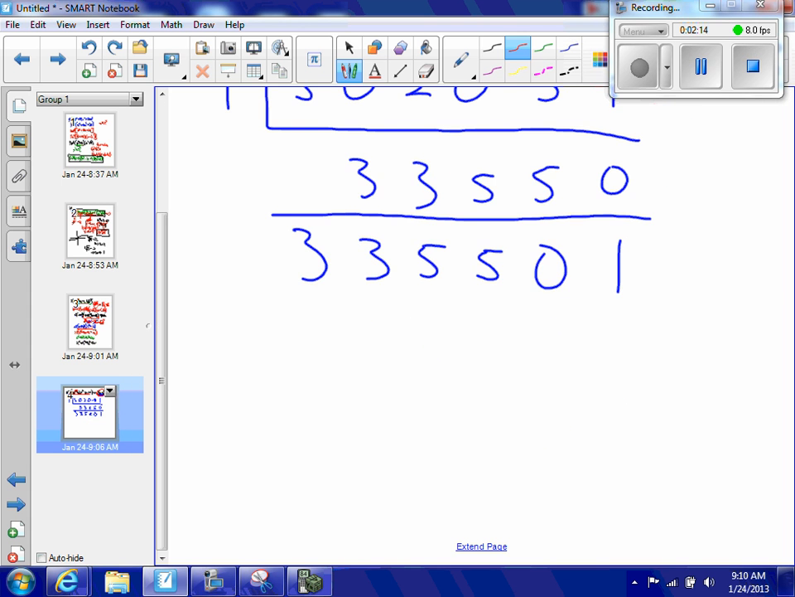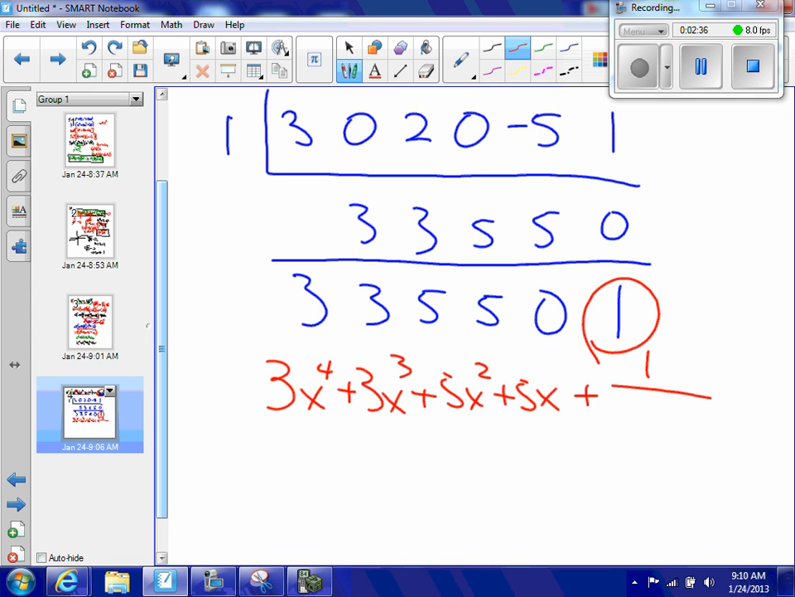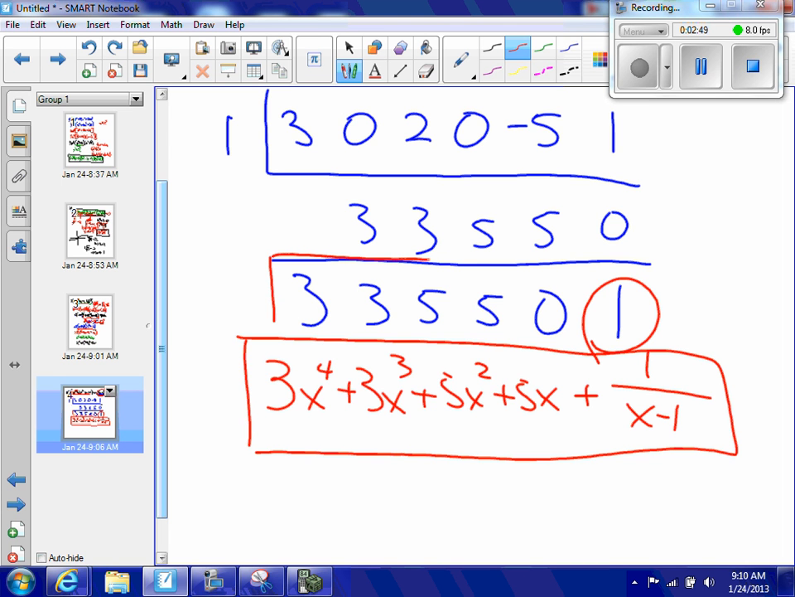So I'm going to have 3x to the 4th plus 3x cubed plus 5x squared plus 5x plus 0, but I can leave that out. And the 1 is my remainder, so it's plus 1 over my factor of x minus 1. And that's what the polynomial would look like as a solution. But this was also a totally acceptable answer.